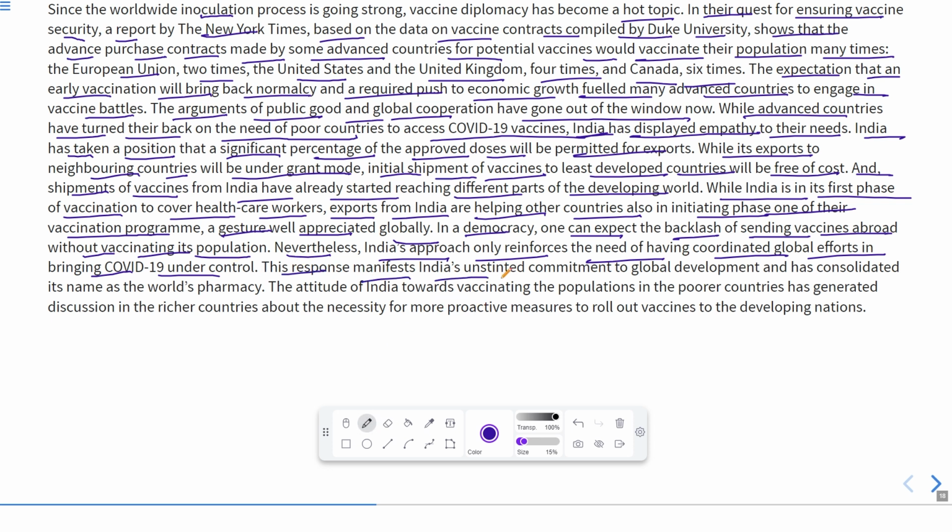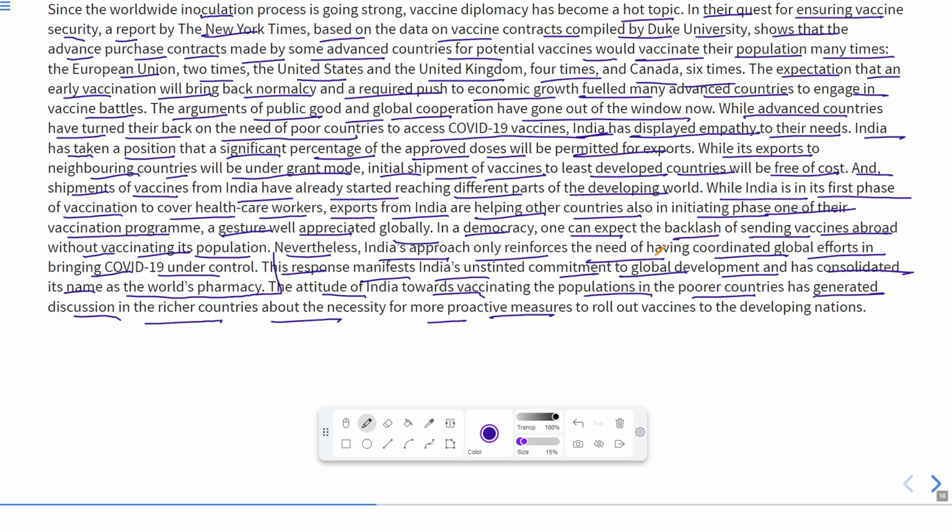This response manifests India's unstinted commitment. Unstinted means which was praised, to global development, and has consolidated its name as the world's pharmacy. And this approach was really appreciated globally, and India was given the title of the world's pharmacy. The attitude of India towards vaccinating the populations in the poorer countries has generated discussion in the richer countries about the necessity for more proactive measures.